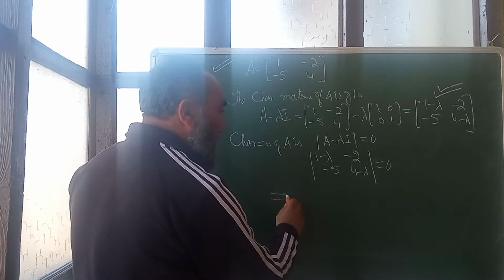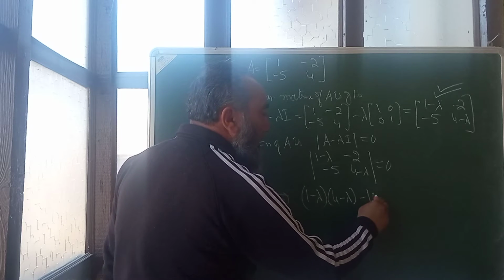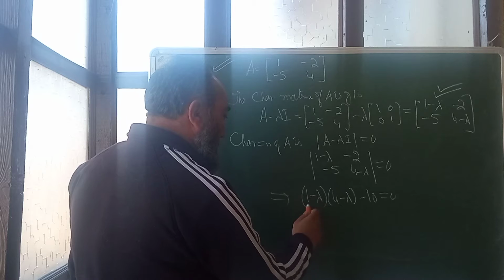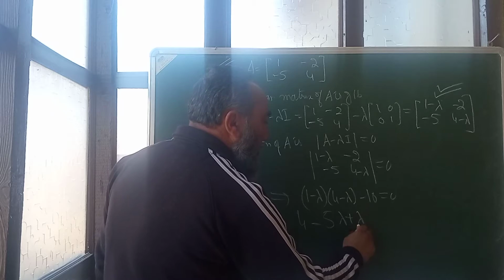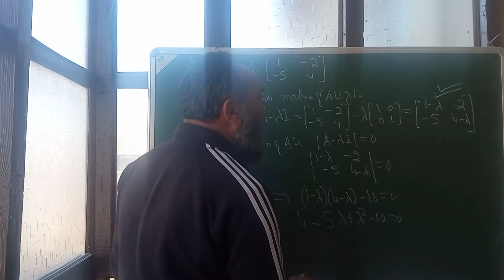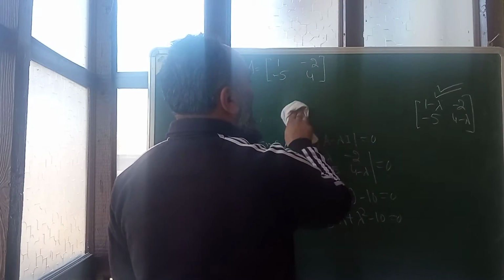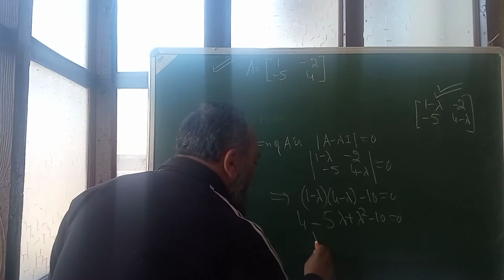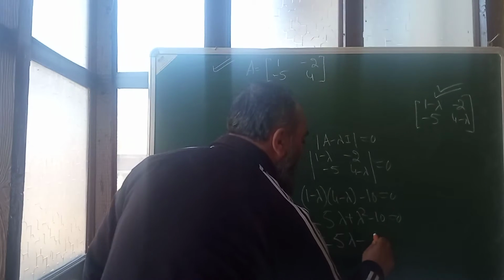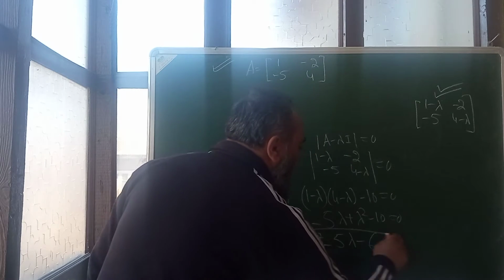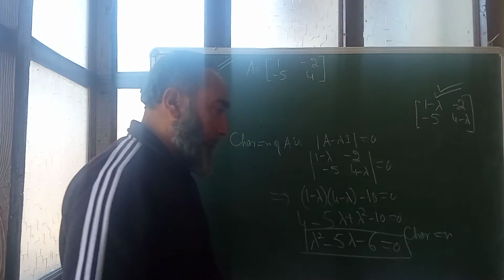Determinant of this is equal to 0. This gives (1 minus lambda)(4 minus lambda) minus 10 is equal to 0, or 4 minus 4 lambda minus lambda plus lambda square minus 10 equal to 0, or lambda square minus 5 lambda minus 6 is equal to 0. This is known as the characteristic equation of A.